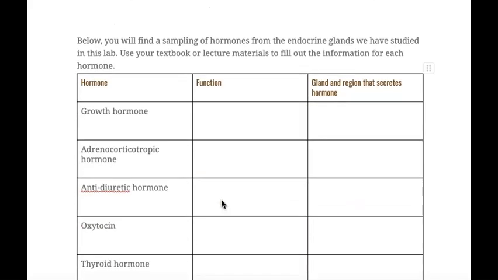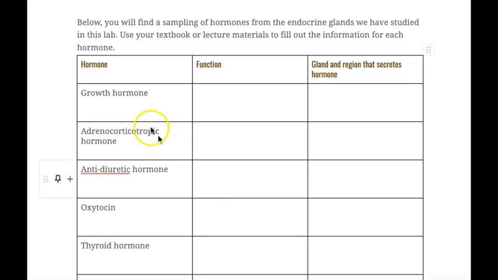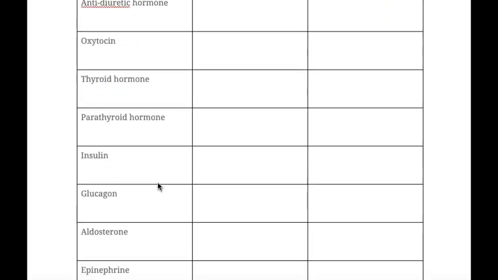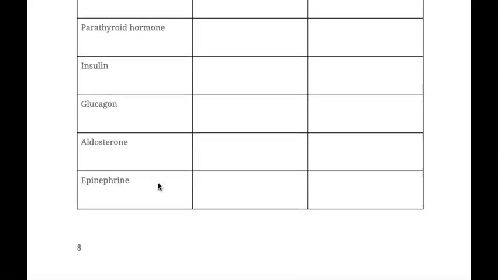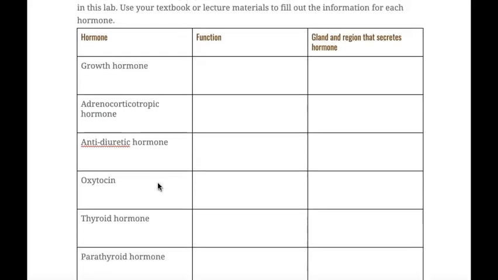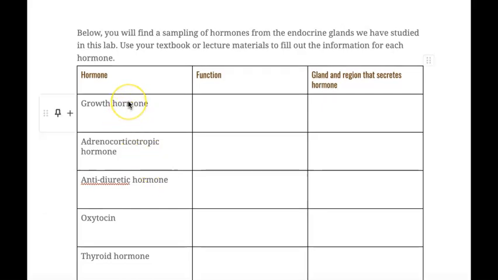And then the last part of this lab are these hormones. You'll need to know their function as well as what gland and region of that gland secretes them. So there's growth hormone, adrenocorticotropin hormone, antidiuretic hormone, oxytocin, thyroid hormone, parathyroid hormone, insulin, glucagon, aldosterone, epinephrine. You'll find all of this information in your lecture PowerPoint under the endocrine system. So you just use this chart to help fill out that information.